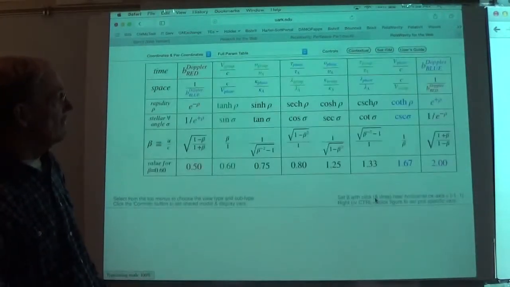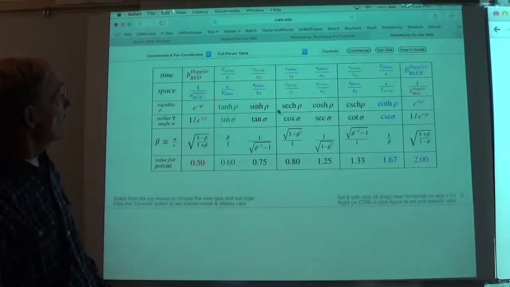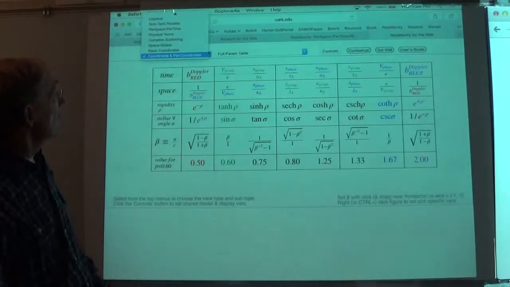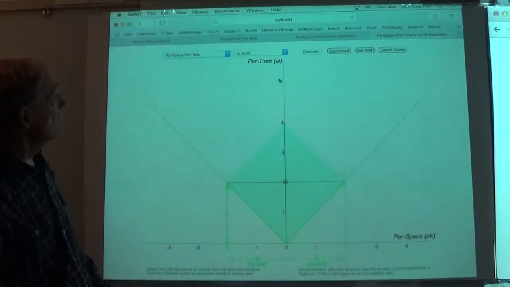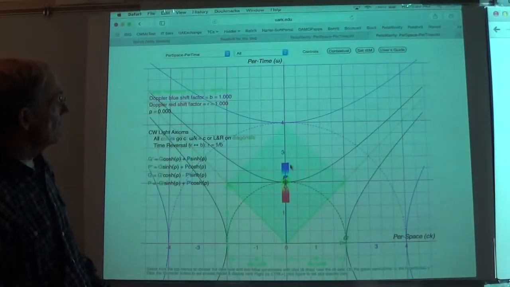The trouble is it has the darn table with all of its, shall we say, things. I'm going to go ahead and go to per space-time, and show all. We can back out of it, and then we can do all, right? That'll layer, and then I'll play with this.